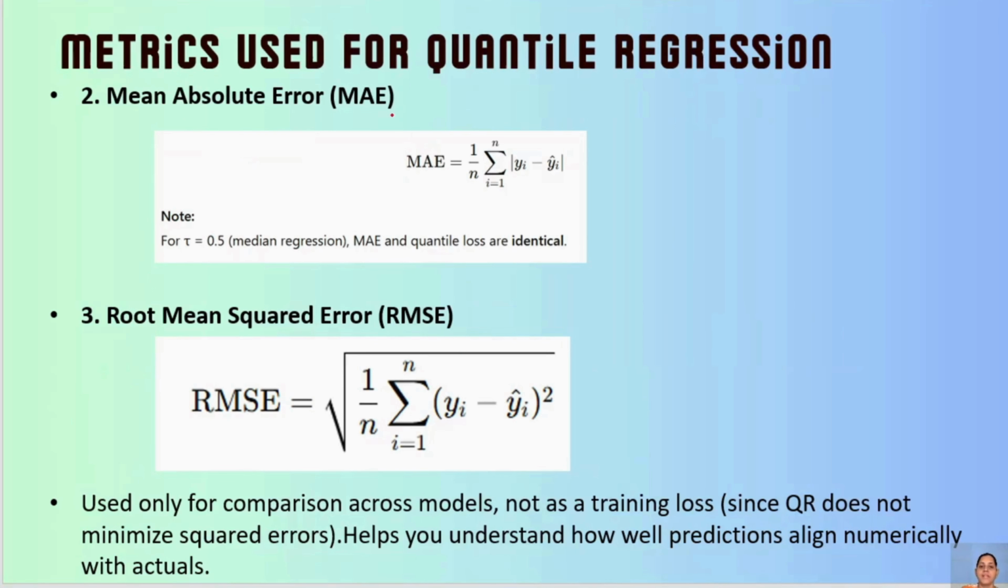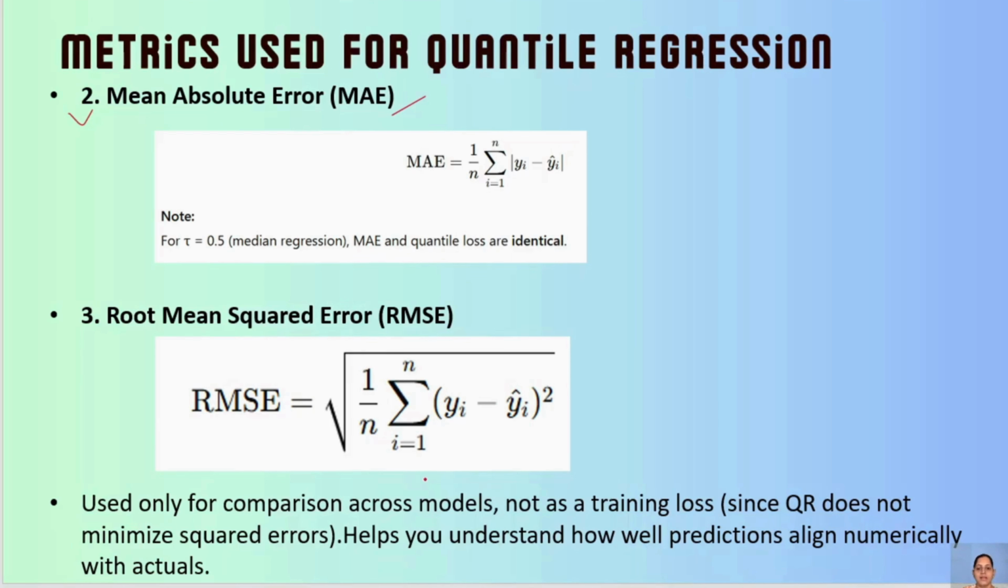Then we have mean absolute error, again one of the important factors. So overall, if I ask you what the metrics are, you can just tell me that we have quantile loss, one of the metrics, and we have mean absolute error. Mean absolute error is your median, right? At 0.5, whatever we are getting, we consider that as the median regression or mean absolute error value. And MAE and quantile loss will always be identical at 0.5. Just keep that in mind.